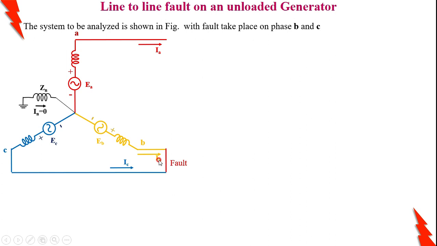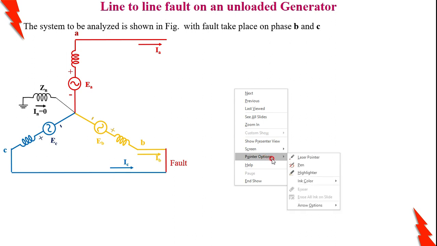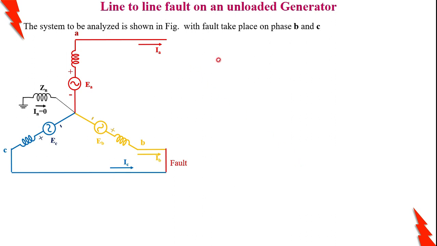Therefore, I will write the boundary conditions here. The first one is the current IA is equal to 0. Then the second boundary condition is VB is equal to VC. Then the other condition is that the currents IB and IC are both equal and opposite. Therefore, I will put IB is equal to minus IC. These are the conditions we get from the line-to-line fault.